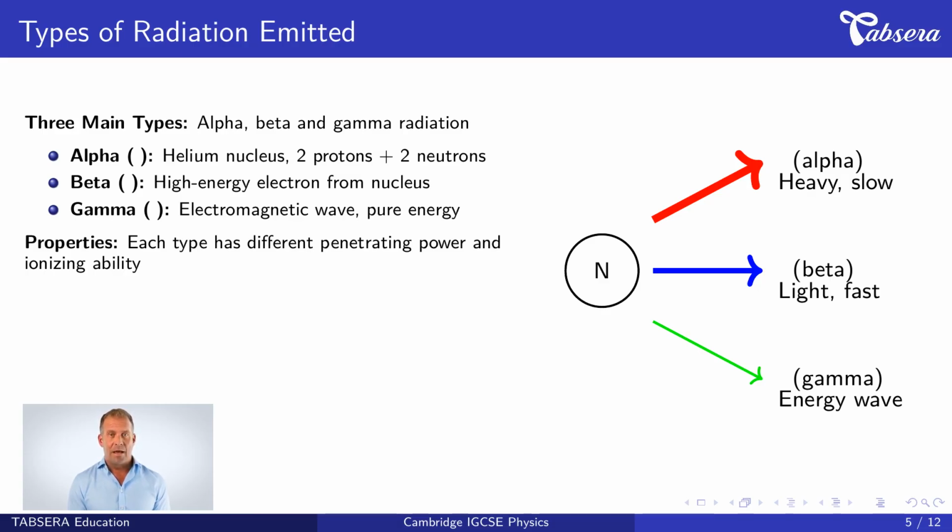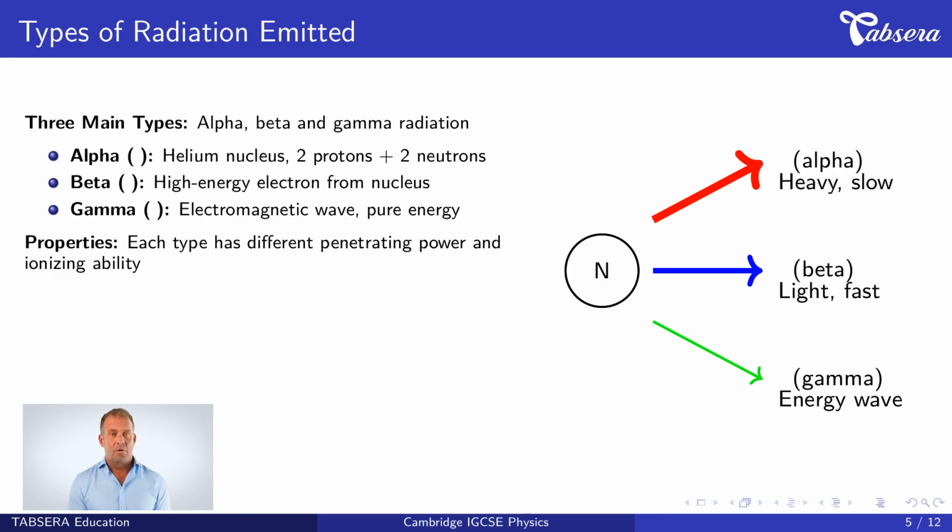Second, beta radiation, written with the Greek letter beta. This is a high-energy electron that originates from within the nucleus itself. It's much lighter than alpha and moves very fast. Third, gamma radiation, written with the Greek letter gamma. This is an electromagnetic wave carrying pure energy with no mass or charge. Each type has different properties, including different penetrating power and ionizing ability.